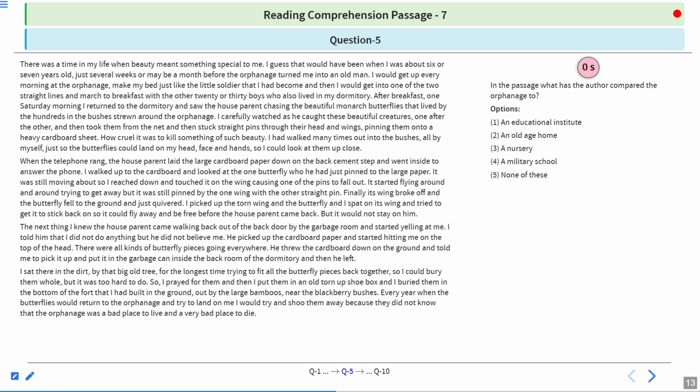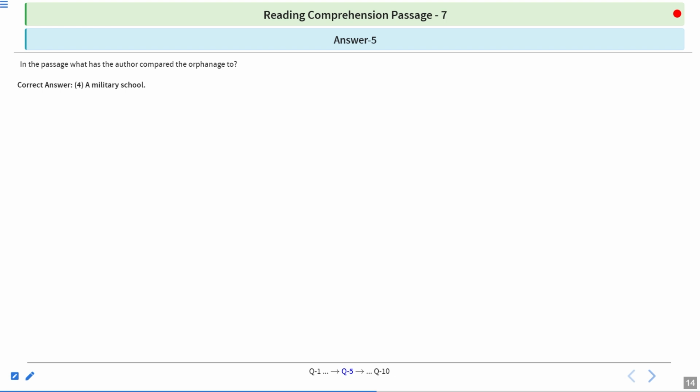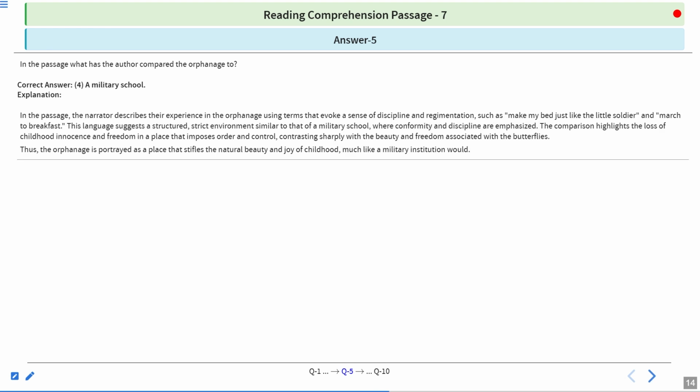I hope you've chosen the right one. Let's move to the correct answer. The correct answer is 4, a military school. And the explanation is: in the passage, the narrator describes their experience in the orphanage using terms that evoke a sense of discipline and resignation, such as "to make my bed just like the little soldier and march to breakfast." This language suggests a structured, strict environment similar to that of a military school, where conformity and discipline are emphasized.